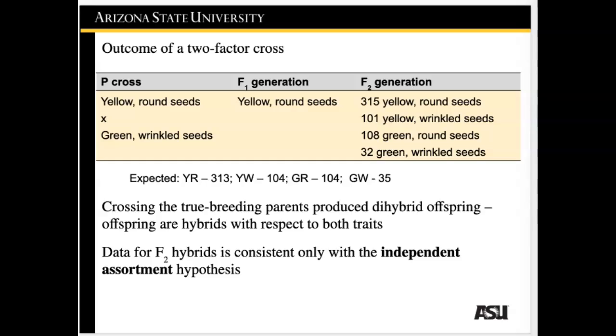313 expected round and yellow, 315 actual, pretty darn close. 104 yellow wrinkled expected, 101 yellow wrinkled actual, again pretty close. 108 green round compared to 104 green and round, we're almost there. And then 35 green and wrinkled compared to the 32 from the table. So when we look at this, we can see they are pretty much independently assorting.